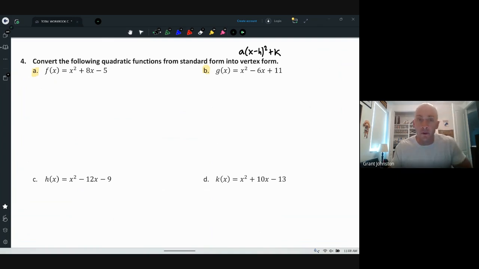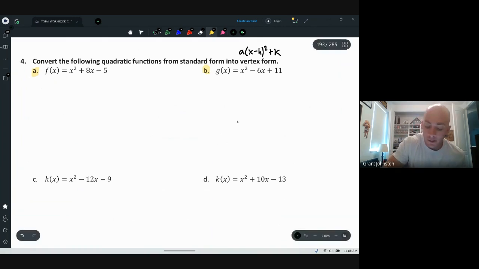Remember, we're trying to write this in vertex form. Convert the following quadratic functions from standard form to vertex form. Okay, so we need that x minus h squared part. Like, that's the tough part. So we're going to do that by completing the square so that we can get this squared part. So here we go on A.